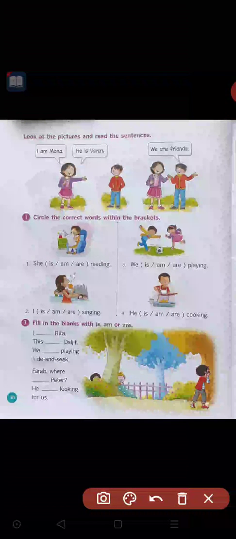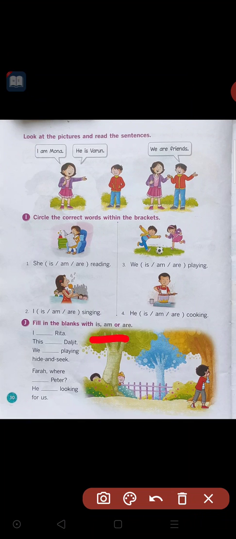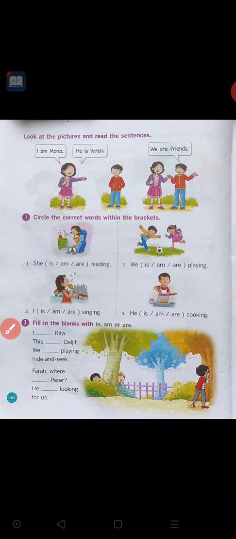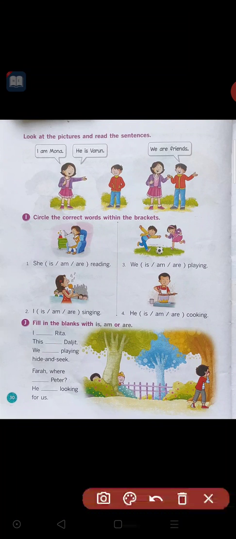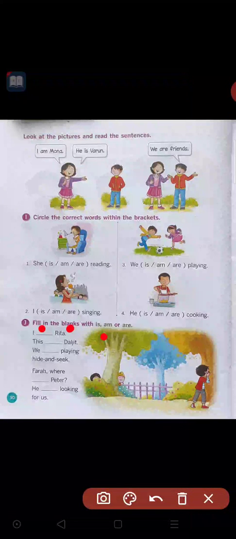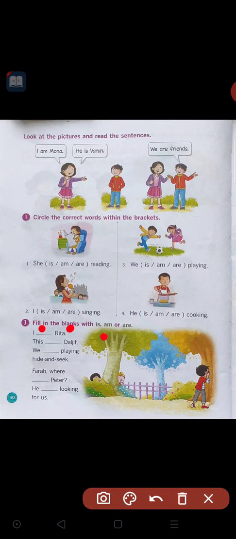These are three options for you. Which is correct and which is suitable, that you have to fill here. Okay, one. I dash Rita. It means am you can use here. I am Rita. Second one. This dash Daljit. You are talking about this. This means one. Daljit is one boy. So this is Daljit.